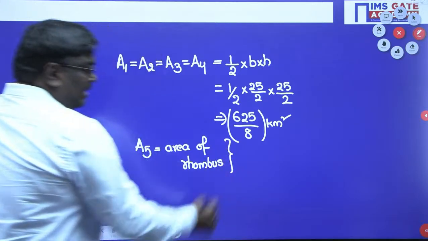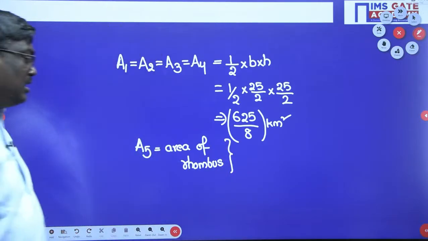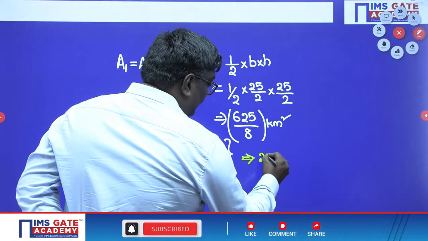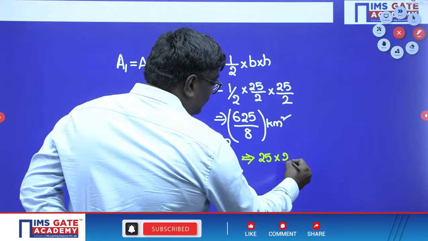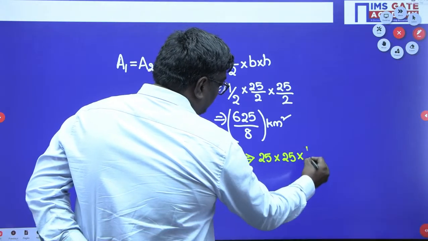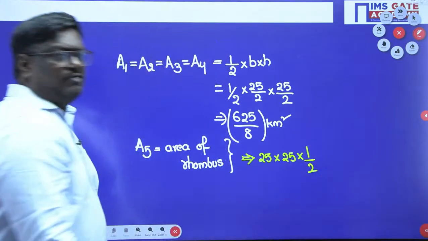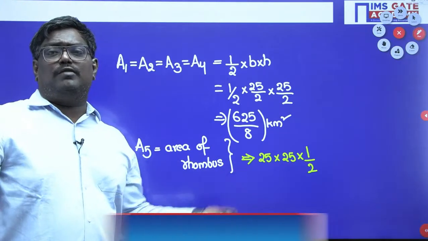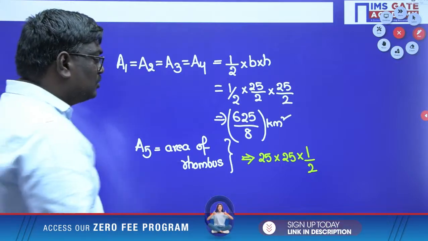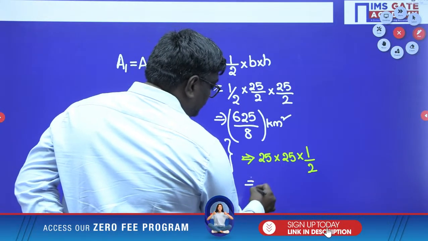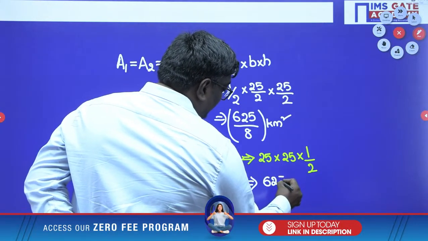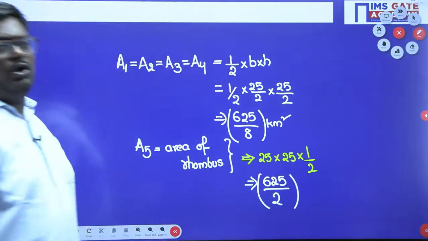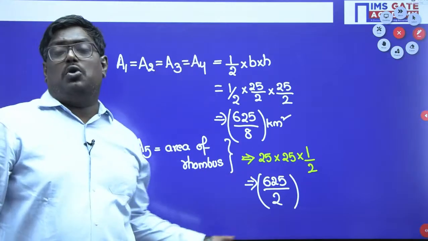How to find out the area of rhombus here, my dear students? Area of rhombus is nothing but what, sir? 25 into half D1 D2. Sir, do you know what is the area of rhombus? Most of the people are not aware, just giving you, it is the product of the diagonals by half. So, this will be equal to 625 by 2. So, my dear students, we have known all the precipitations, we have known all the areas.